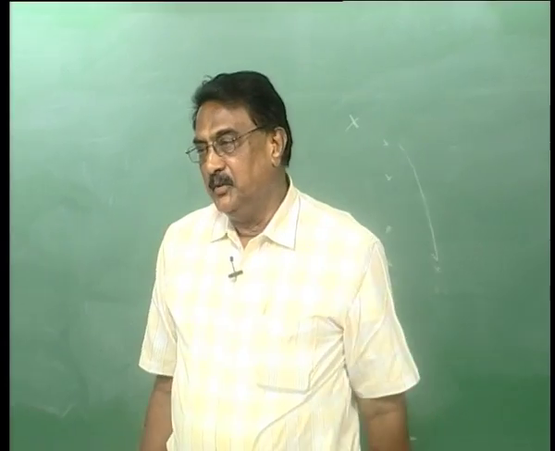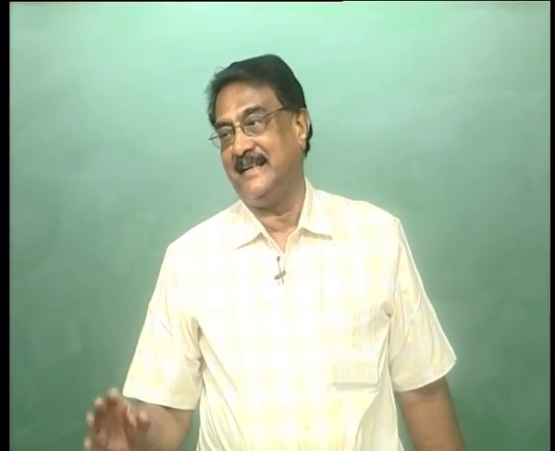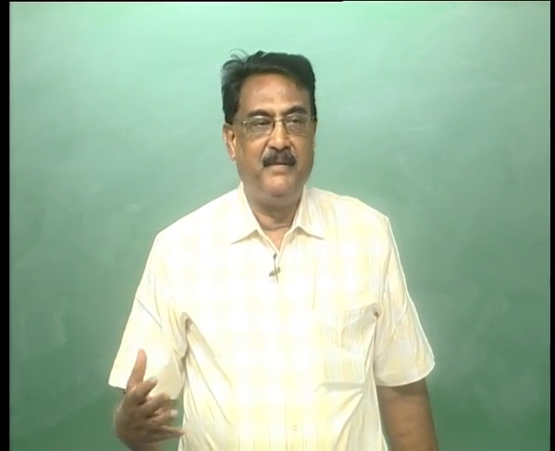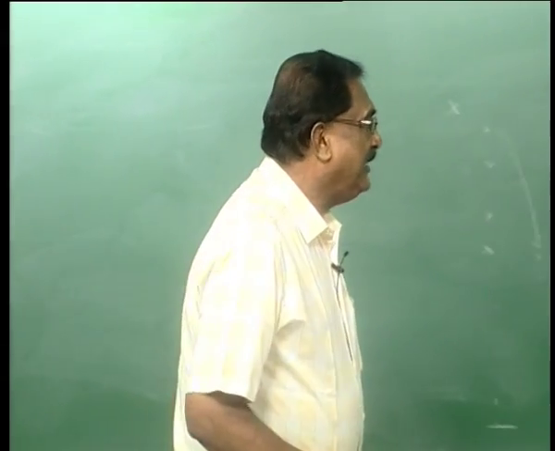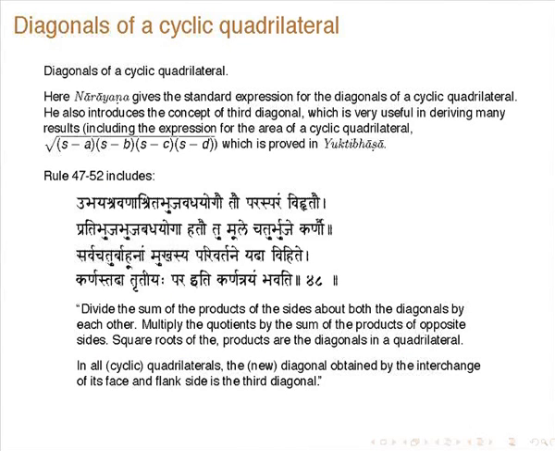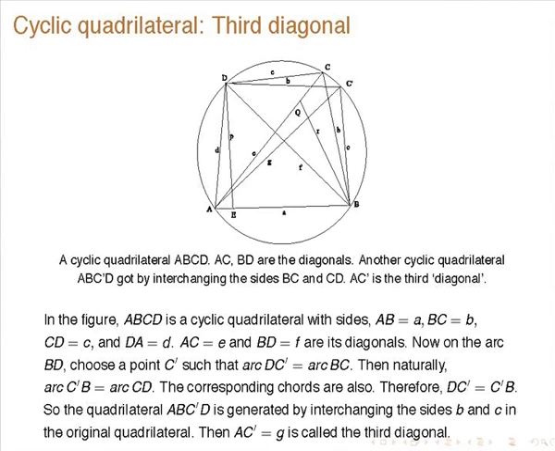Now comes the new thing. He introduces the concept of a third diagonal, which will be very useful in many results on cyclic quadrilaterals. In all cyclic quadrilaterals, the diagonal obtained by the interchange of its face and flank side is a third diagonal. So, this is your cyclic quadrilateral ABCD. These are the diagonals, right? BD and AC, they are the diagonals. Call them E and F. The expressions for that are fairly straightforward.